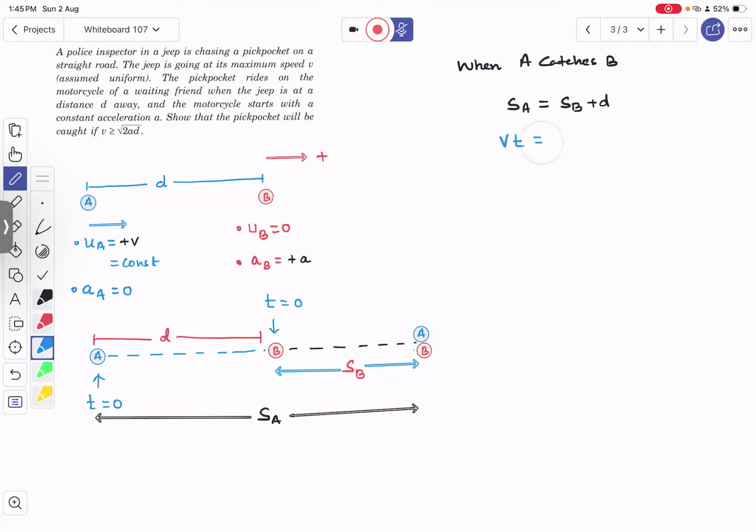And displacement of B will be ut plus half at square, I'm going to use. But what is the initial velocity B has? 0. So the ut term is gone, we have only half at square. So displacement of B will be half at square plus D. Correct. Now next thing is, maybe I will simplify it. So I can write it down like this: at square minus 2vt plus 2d is equal to 0.